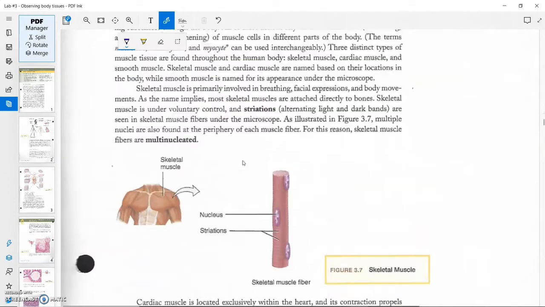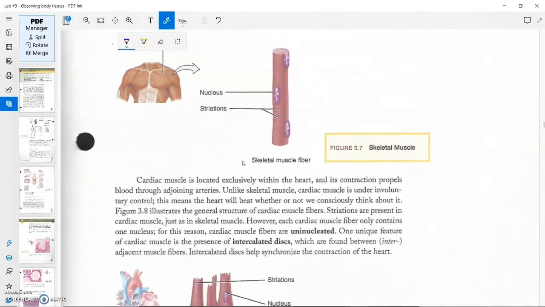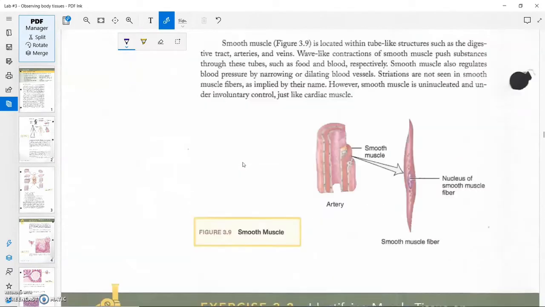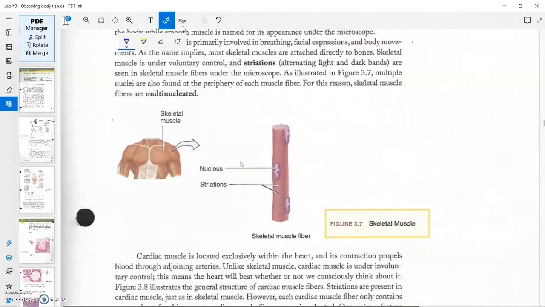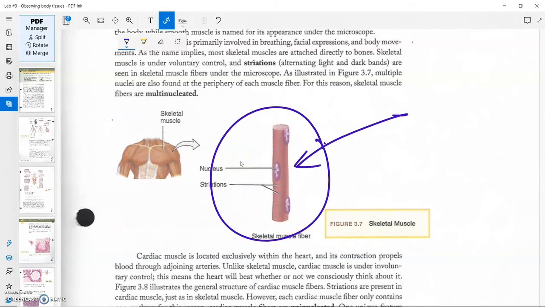Now here are muscles. So muscle fibers can be skeletal, can be cardiac, can be smooth. If you look at the skeletal muscle fiber, it's long and straight with multiple nuclei, and it is striated. You can see the stripes.